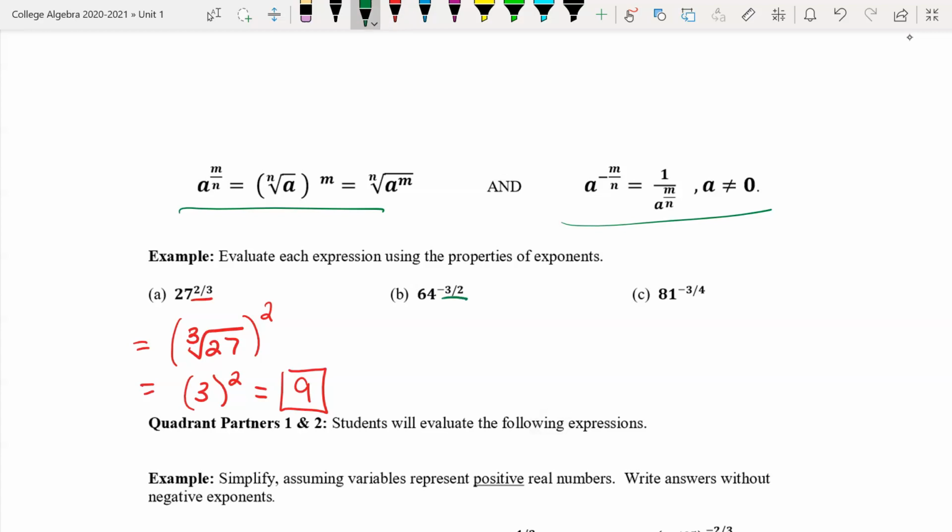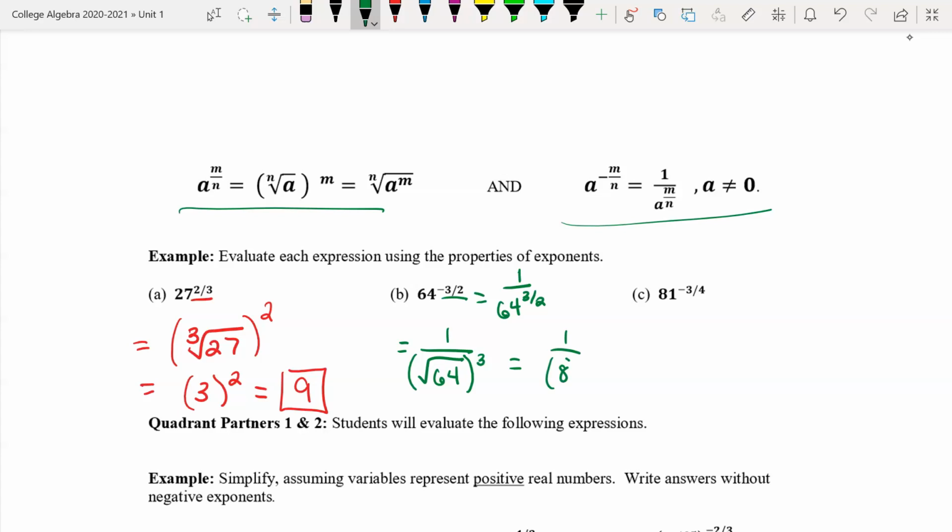If you have a negative exponent, right, you want to put it on the bottom to make it positive, and then just do the same work that we just did. So I would do 1 over, the 2 is going to go on the outside, so I would take the square root of 64, and I would cube it.